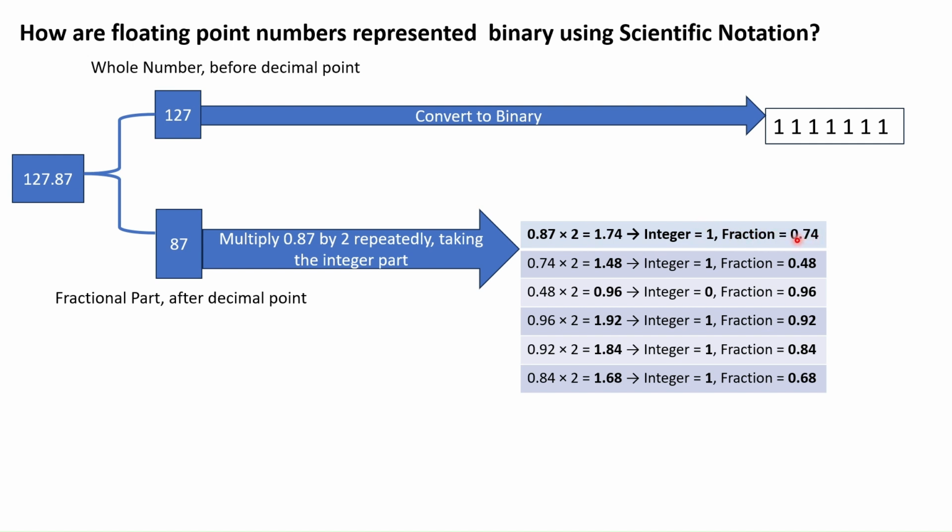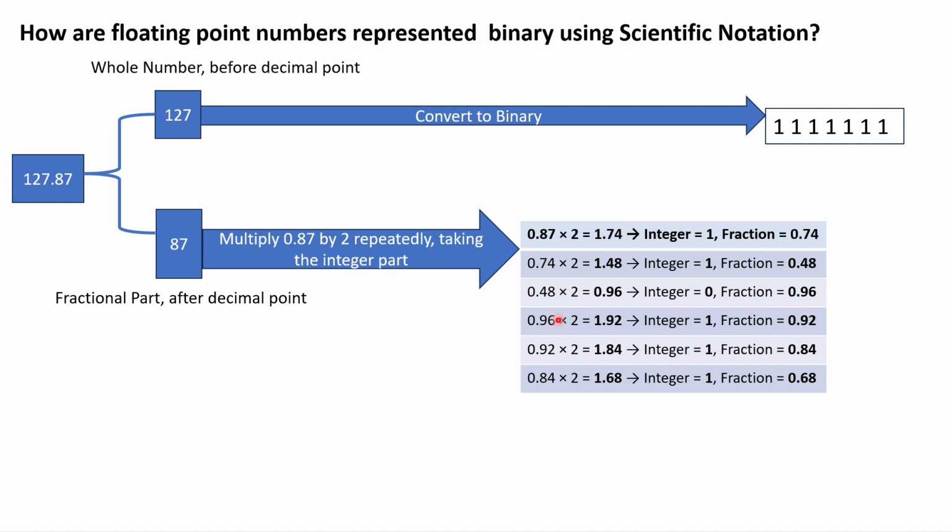So now what will we do? We will take the fractional part and again multiply by 2. It is 1.48. So we will take the integer part, and the fractional part. So again this fractional part we will multiply, 0.48 into 2, 0.96. So you will get 0 and fraction 0.96.